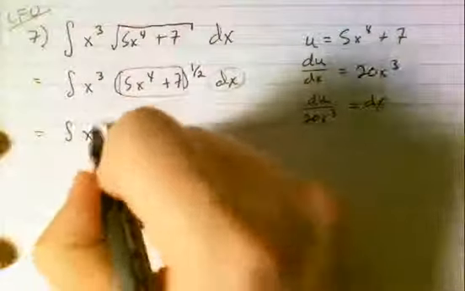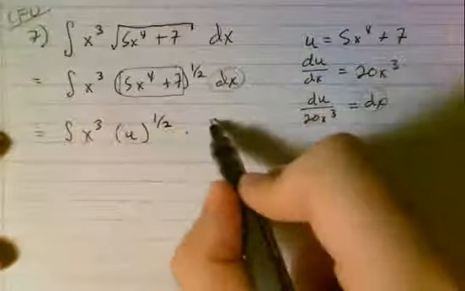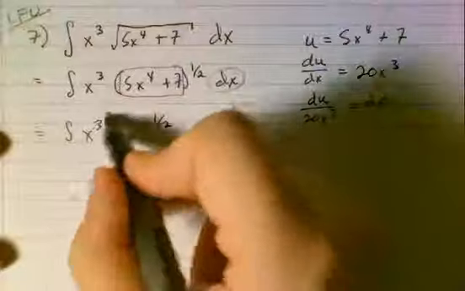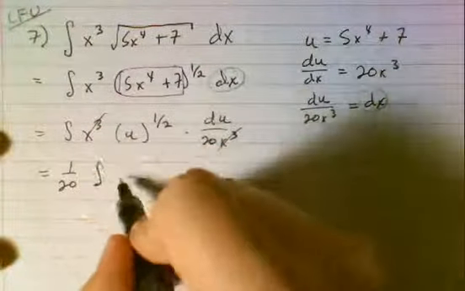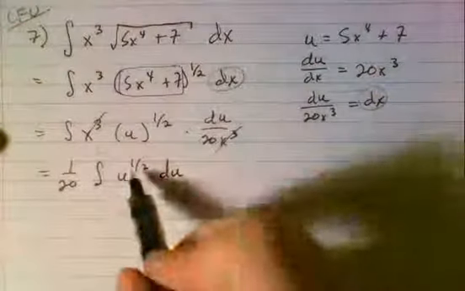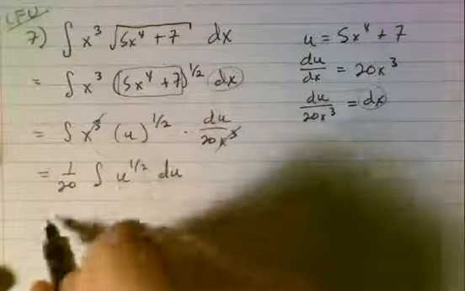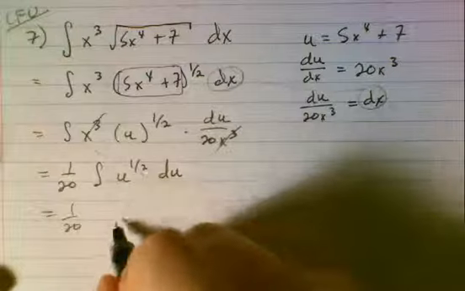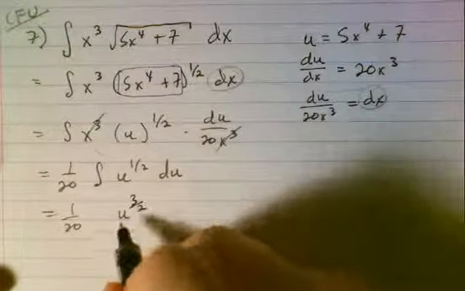So we've got the antiderivative of x to the 3rd, u to the 1/2, times du over 20x to the 3rd. These x's cancel out. That 1/20th can come out. U to the 1/2 du. Now we're going to add 1 to the exponent, so make sure you don't get confused with the way that we do things with derivatives. The 1/20th is along for the ride. We add 1 to the exponent, so 1/2 plus 2/2 is 3/2.